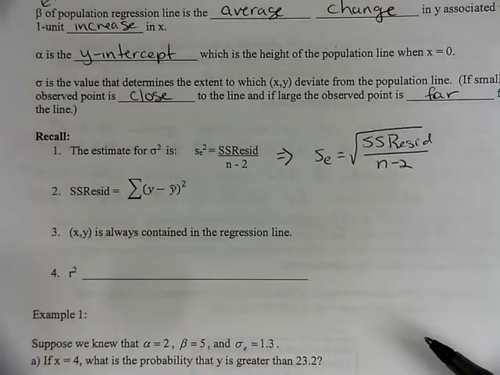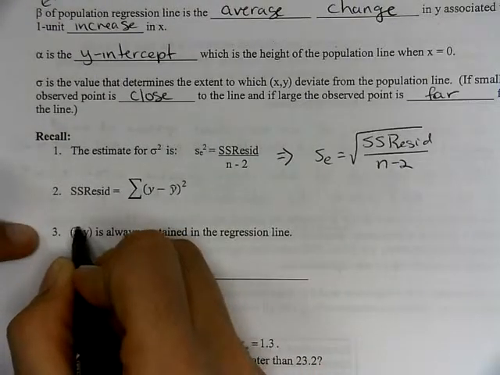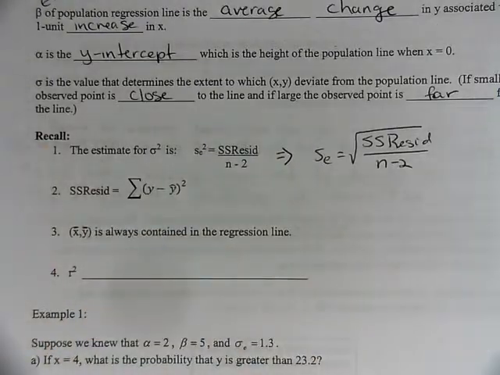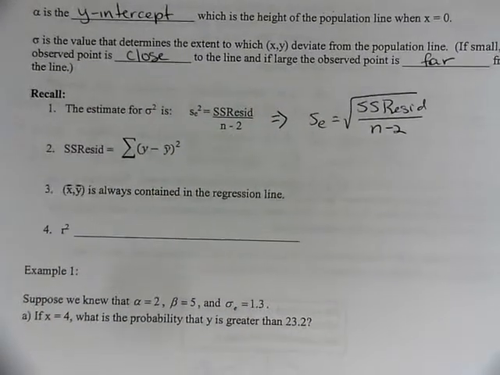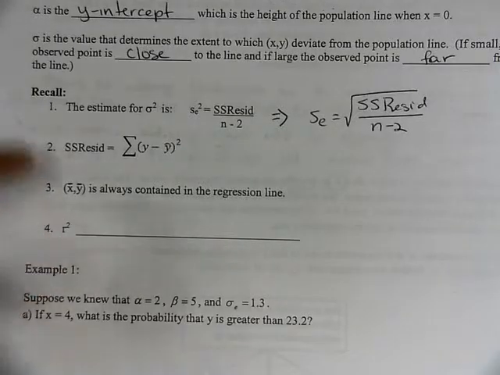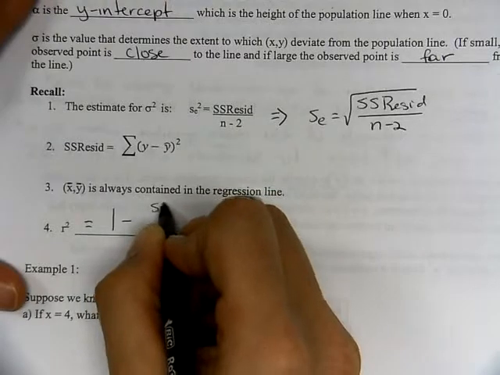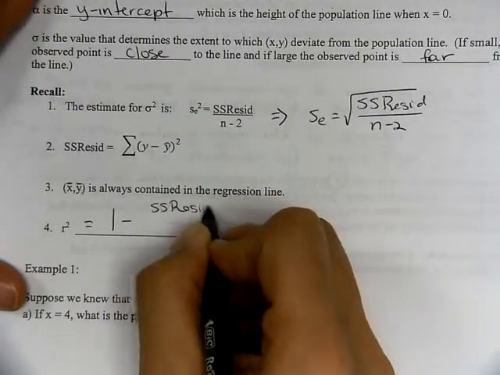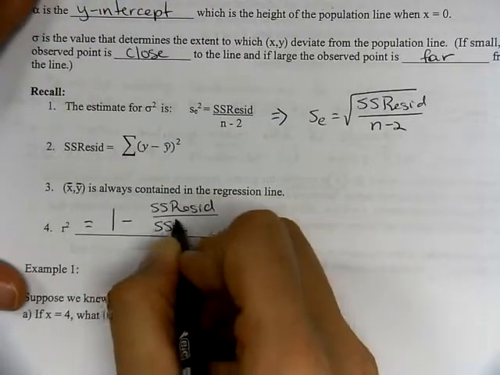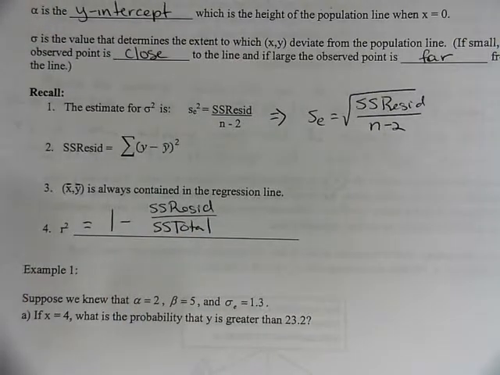The sum of the squared residuals is given. Remember, there's a typo here. X bar and Y bar are always on the regression line. Your average x and your average y should always go through the line. In R squared, the formula is 1 minus the sum of the squared residuals over the sum of squares total. And you're going to have to know how to interpret these.